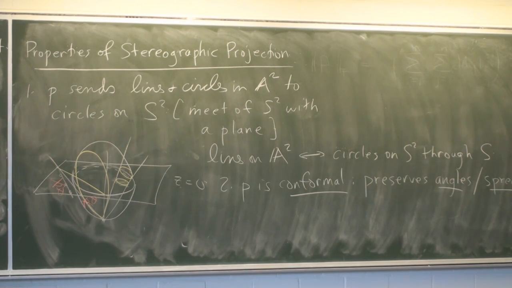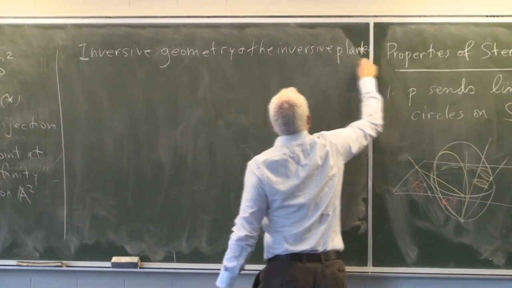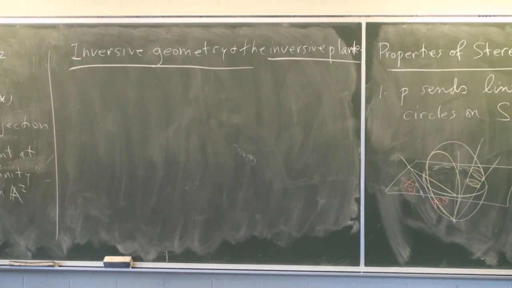All right, this version of this map is very closely connected to another important geometrical arena called inversive geometry, and the inversive plane. Very closely connected, so let me say it at the same segment here. So the inversive plane is another manifestation of the sphere.